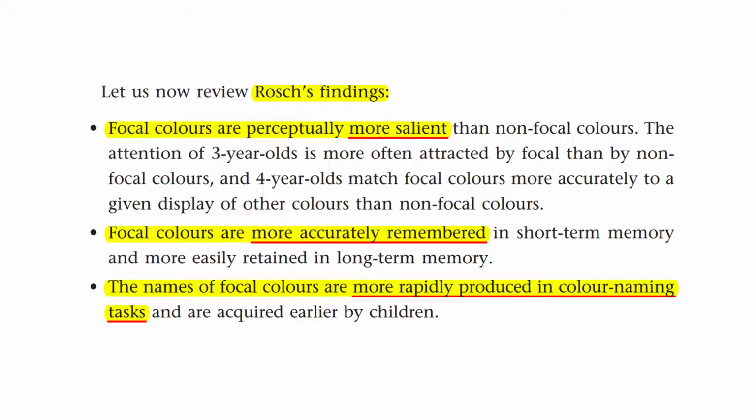She found that focal colors or prototypes are perceptually more salient than non-focal colors. The attention of 3-year-olds is more often attracted by focal colors or prototypes than by non-focal colors, and 4-year-olds match focal colors more accurately to a given display of other colors than non-focal colors. Also, focal colors or prototypical colors are more accurately remembered in short-term memory and more easily retained in long-term memory. And the names of focal colors are more rapidly produced in color naming tasks and are acquired earlier by children.